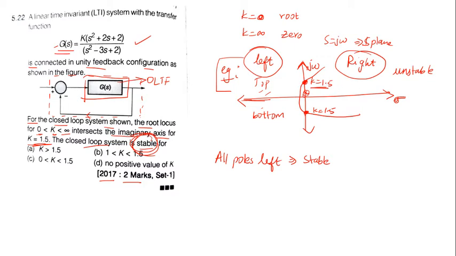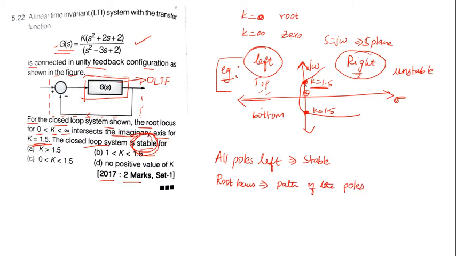At least one pole in the right side of s plane, system gone unstable completely. Okay, with this concept we can proceed. And what we know about the root locus? Root locus is nothing but the loci or the path.